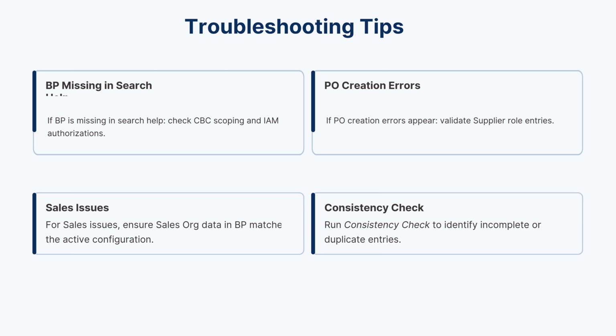Troubleshooting tips. If the BP isn't visible during selection, check CBC scoping and IM authorization. If a purchase order errors, verify the supplier purchasing data segment. For sales issues, ensure sales area assignments exist. The Check BP Consistency app is your go-to diagnostic tool for resolving errors.